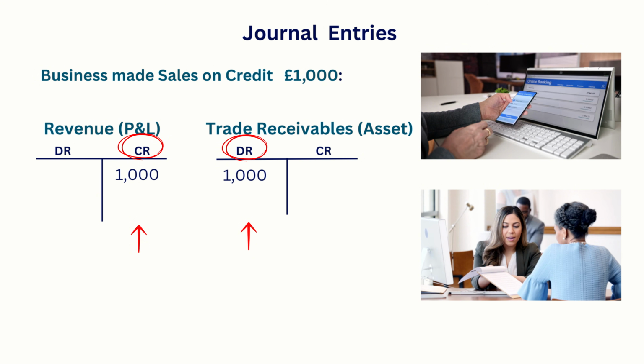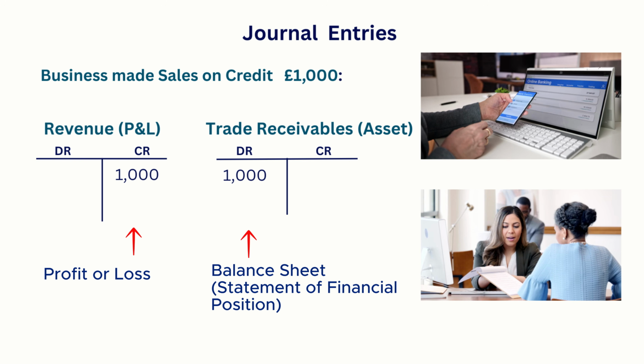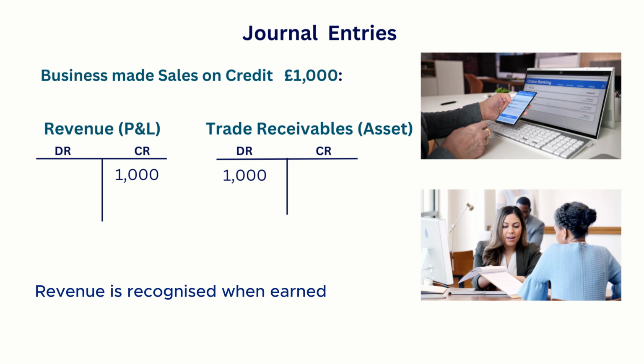Let's break down what this does to the financial statements. Statement of profit or loss: revenue increases by £1,000. This increases profit. Statement of financial position: trade receivables increases by £1,000. There is no immediate impact on cash. Revenue is recognised when earned, not when cash is received. This is part of the accruals concept, which is fundamental in financial reporting. Even though no cash has come in, we still record the sale because the goods or services have been delivered and the earning process is complete.